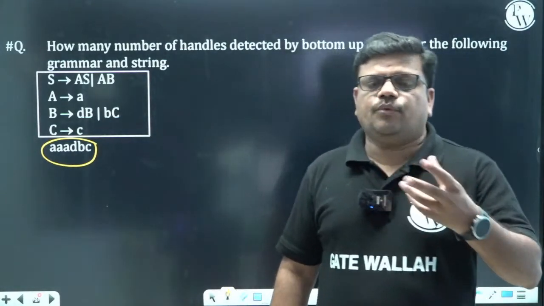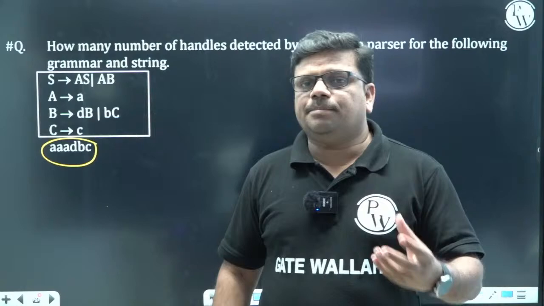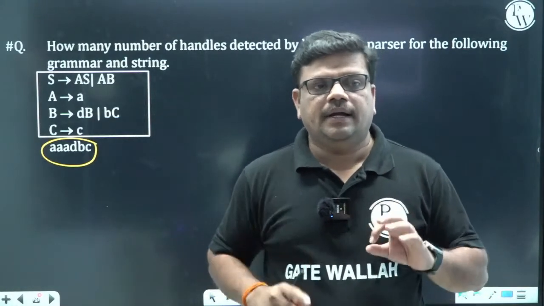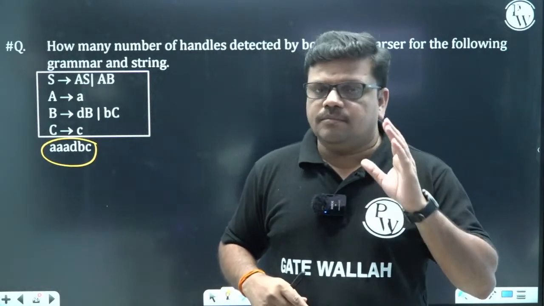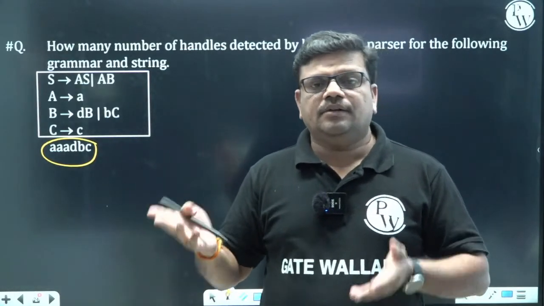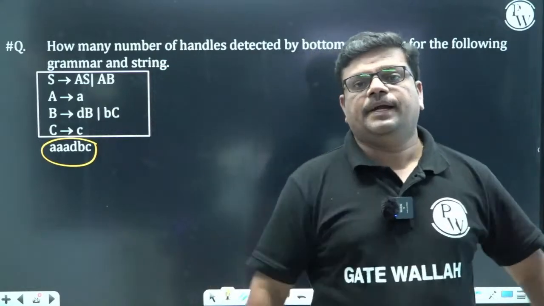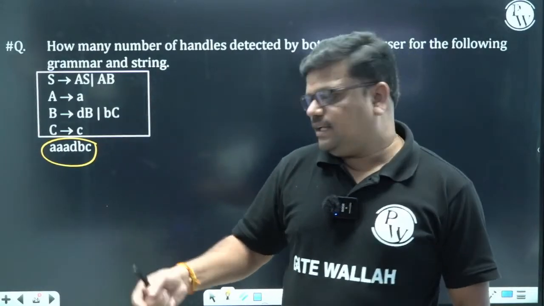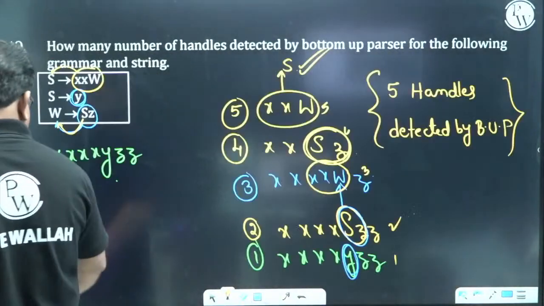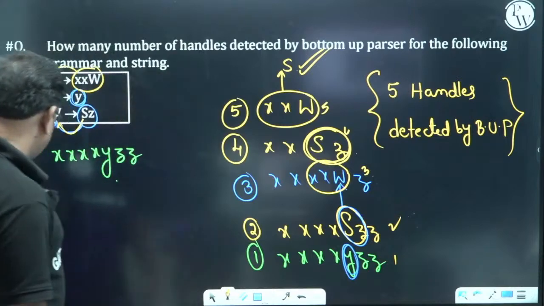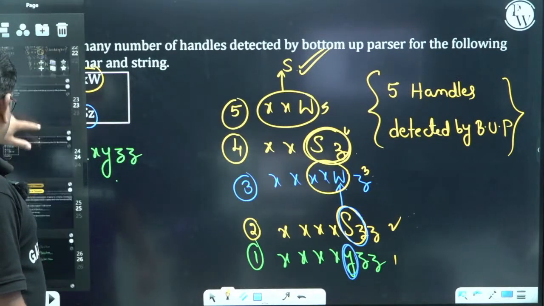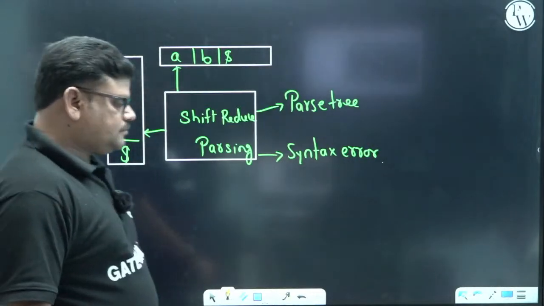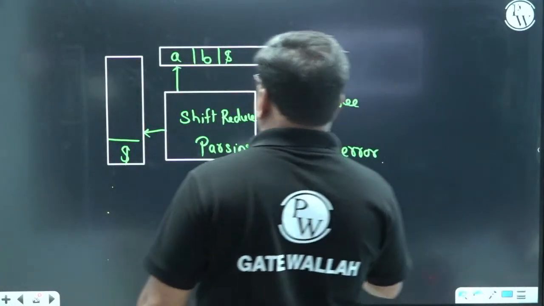Now I am doing bottom up parsing in a manual way. This is called bottom up parsing in a manual way. Whatever we performed manually, if you want to write a program for the same thing, how does this program look? The program looks like this. This is called shift reduce parsing.